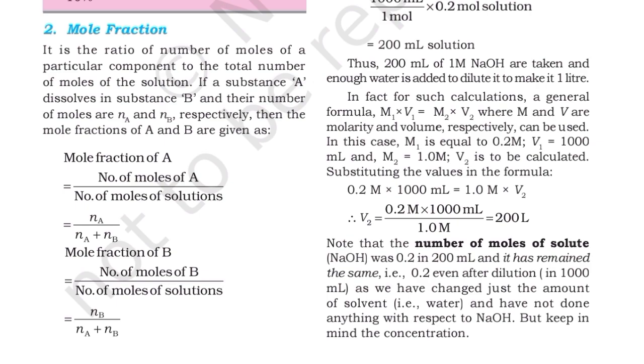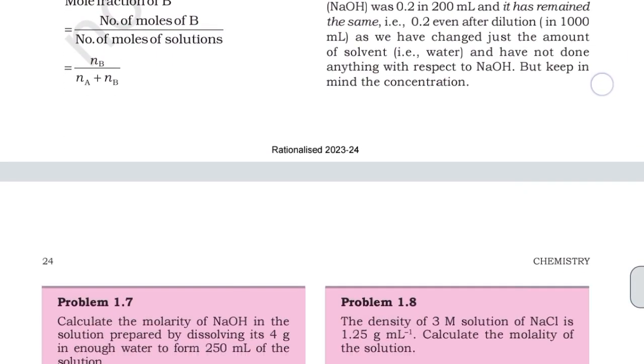Note that the number of moles of the solute NaOH was 0.2 in 200 ml and it has remained the same, that is 0.2, even after dilution in 1000 ml, as we have changed just the amount of solvent, that is water, and have not done anything with respect to NaOH. But keep in mind the concentration.